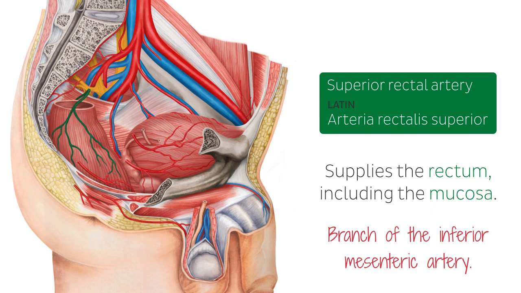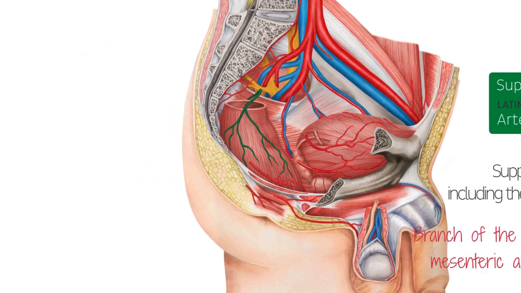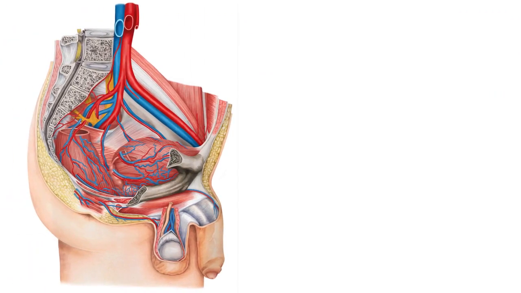Up until now, we have looked at the arteries that supply the male pelvis. Next, we're going to look at the veins that provide venous drainage in this area. It is important to note that the veins of the male pelvis, generally speaking, follow the course of the branches of the internal iliac artery.